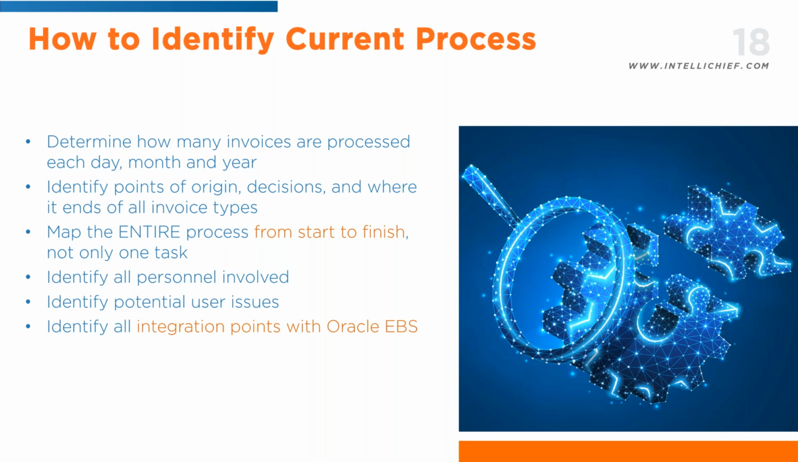Those kinds of things. All the integration points with EBS, right? Because if we're doing invoices inbound, we're doing a 3 or 4 way match of some kind, and I'm obviously going to be able to read the PO table, your terms table, the receipt table, etc. What are all those integration points?